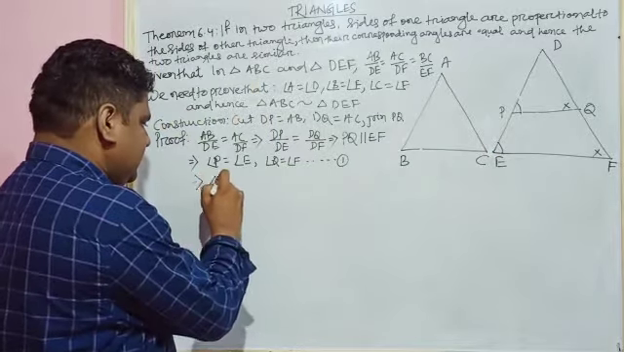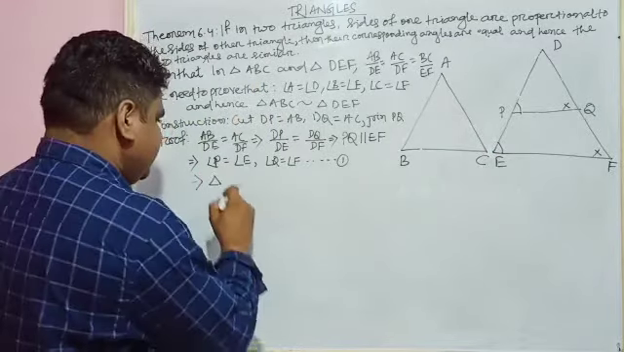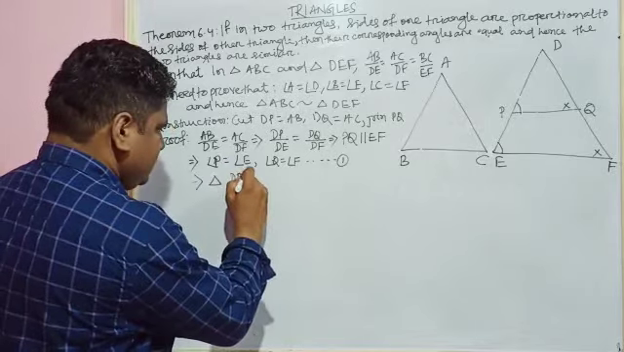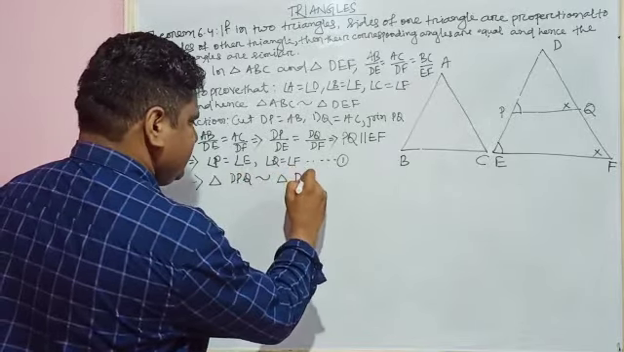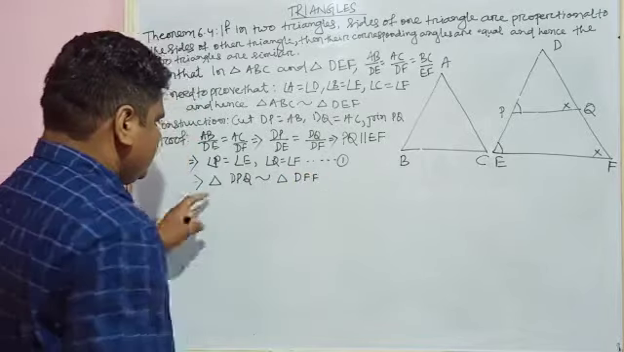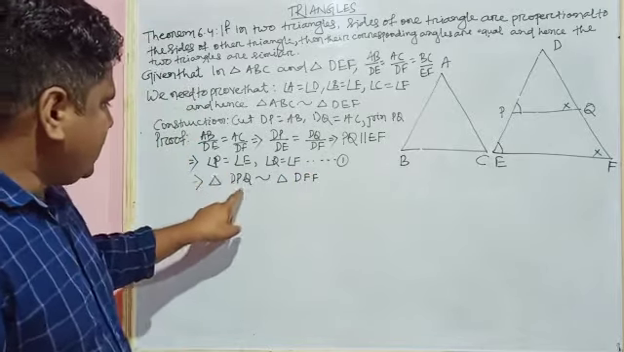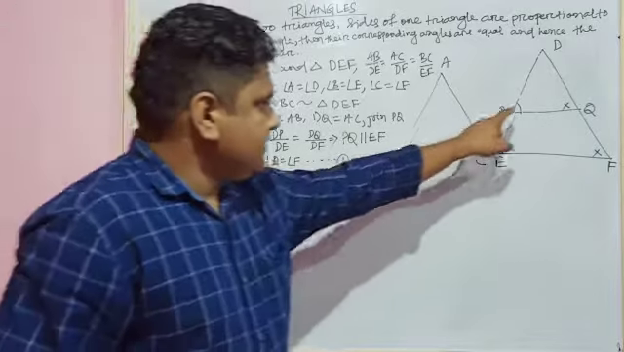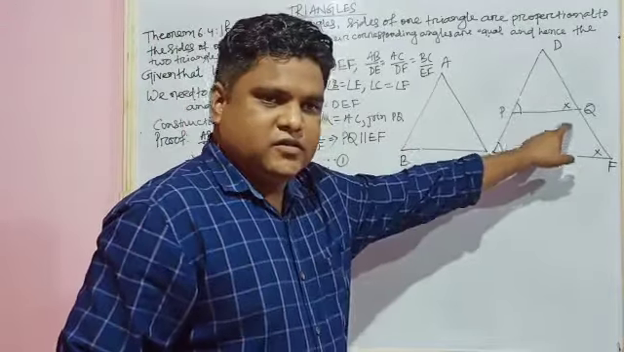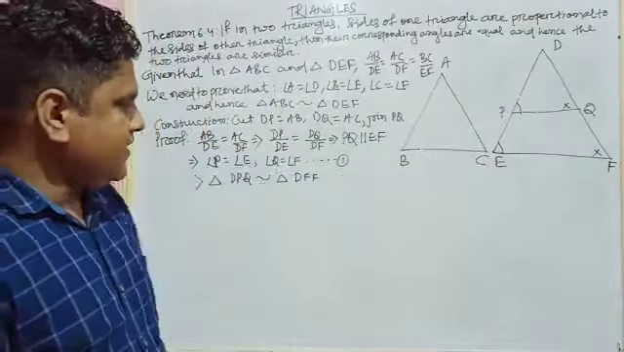This implies that triangle DPQ is similar to triangle DEF, because angle P of triangle DPQ is equal to angle E of triangle DEF. This equal to this and this equal to this. So both the triangles must be similar.